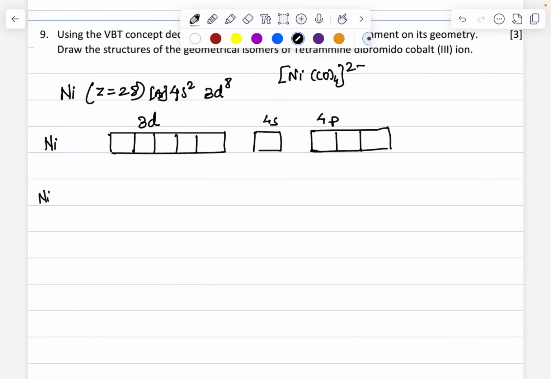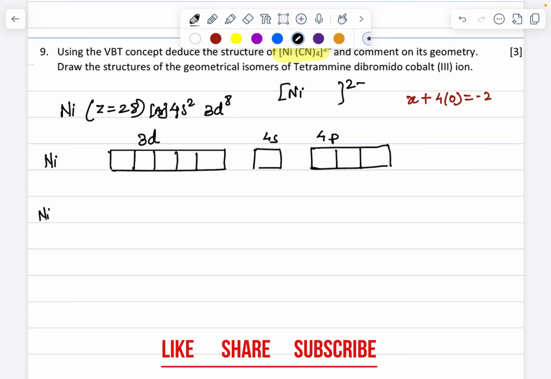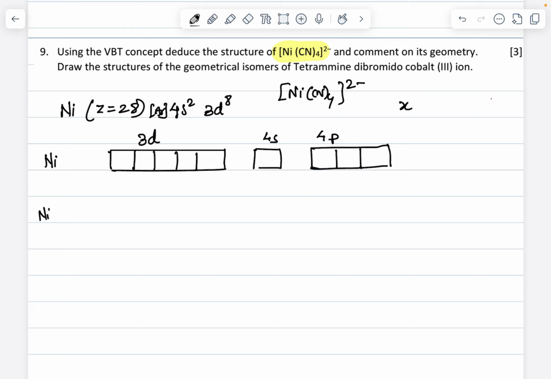Nickel is in what oxidation state? I need to find it out over here. So the oxidation state of the nickel in CN4 2 minus: X plus 4 into CN, which is -1, equal to -2. X is equal to +2. Nickel is in +2 oxidation state.